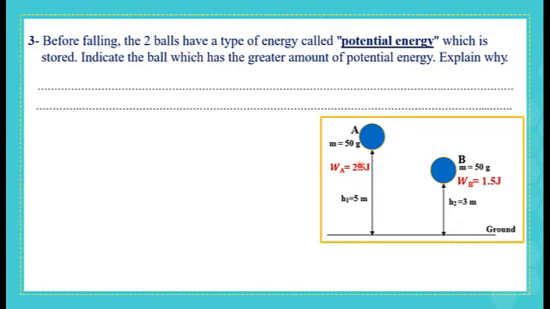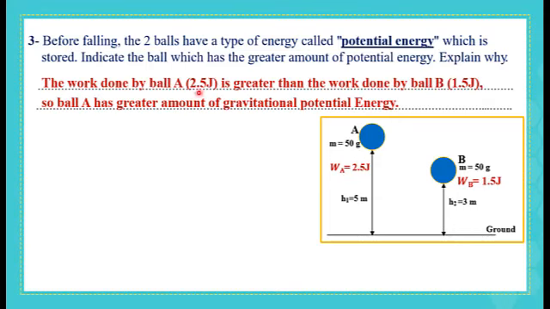Because of that, it did more work than ball B. So, the work done by ball A, 2.5 joules, is greater than the work done by ball B. So, ball A has a greater amount of gravitational potential energy.